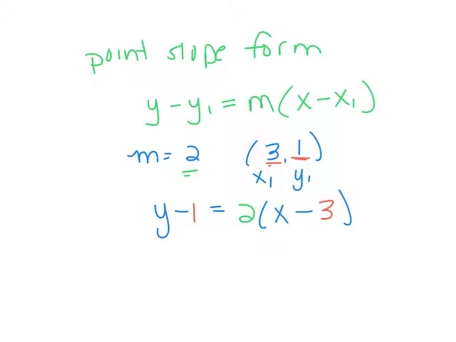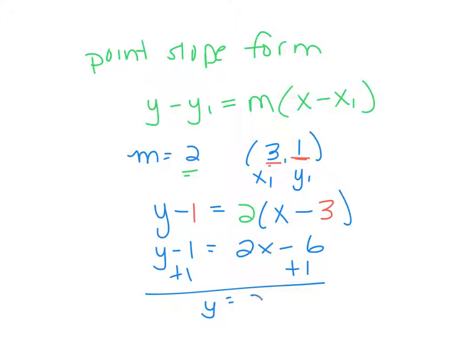Now that the information is in it, I can take this information and rearrange my equation to slope-intercept form, which means I want to solve for y. Which means here, I would distribute the 2. Then I would just bring the 1 to the other side. So my equation that has a slope of 2 and goes through the point 3, 1 is y equals 2x minus 5.